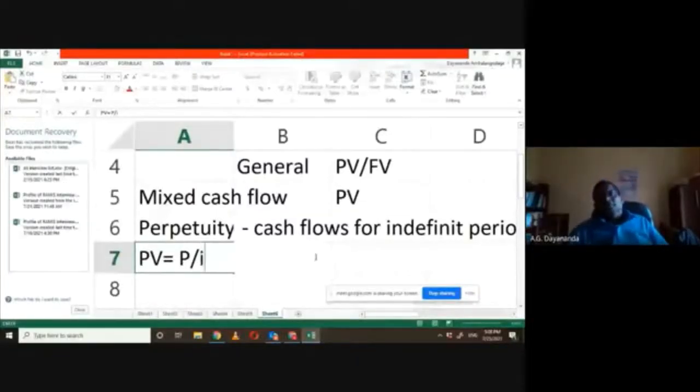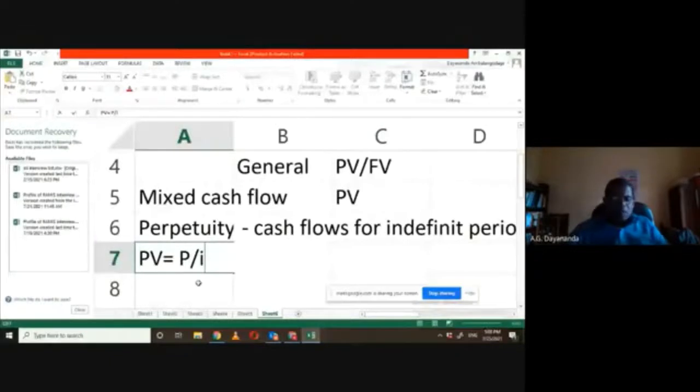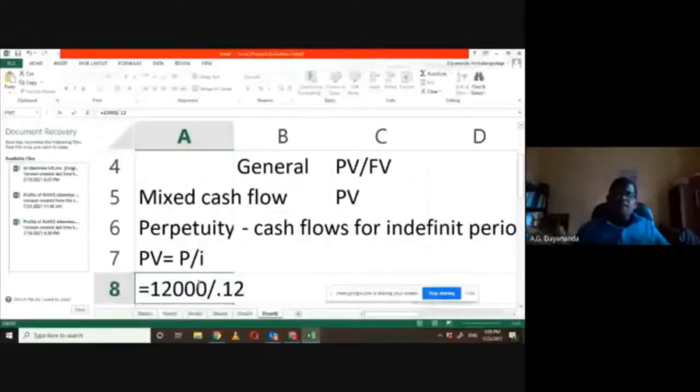Very simple. How do you calculate it? P divided by I. What is the answer in our case? The interest rate is 12%. In our question, perpetuity is 12,000. So my perpetuity, a fixed amount for an indefinite period, is divided by 12%. That is the present value. Is it clear? Can you copy it down if you want? P divided by I.